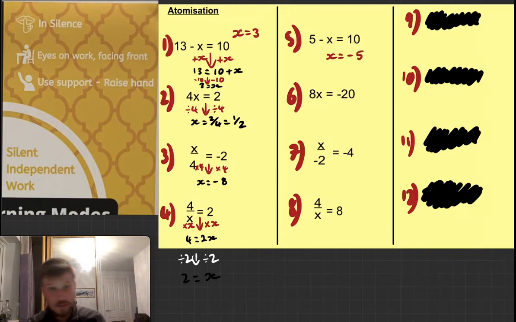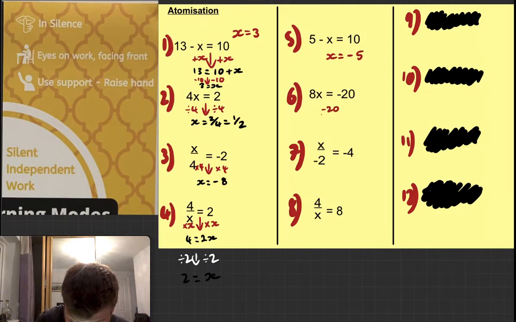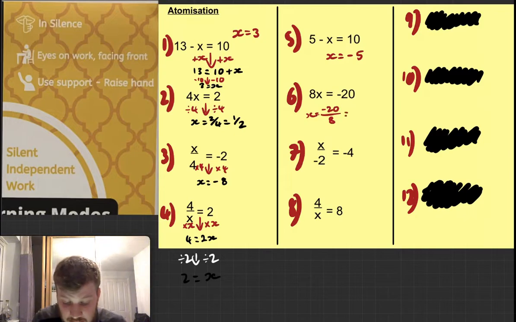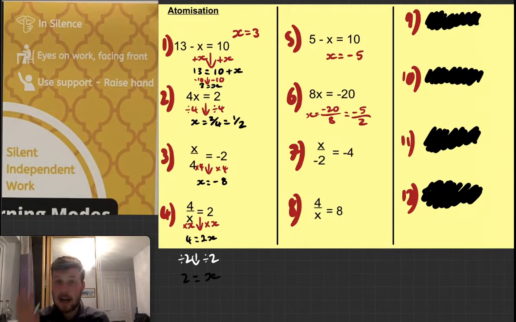For the next one, we're going to be dividing by 8, the coefficient of x, because I want it on its own, so I should get negative 20 over 8. And that's going to simplify to negative 10 over 4 and negative 5 over 2. Happy to leave it like that. If you did negative 2.5, that's fine. The next one, my x is on the top, it's trapped by a fraction with a negative 2, multiply across, I get x is equal to positive 8, because negative 2 times negative 4 is positive 8. Good. And finally, the last one, I'm going to multiply across by x, divide by 8, I'll get x is equal to a half. Well done.